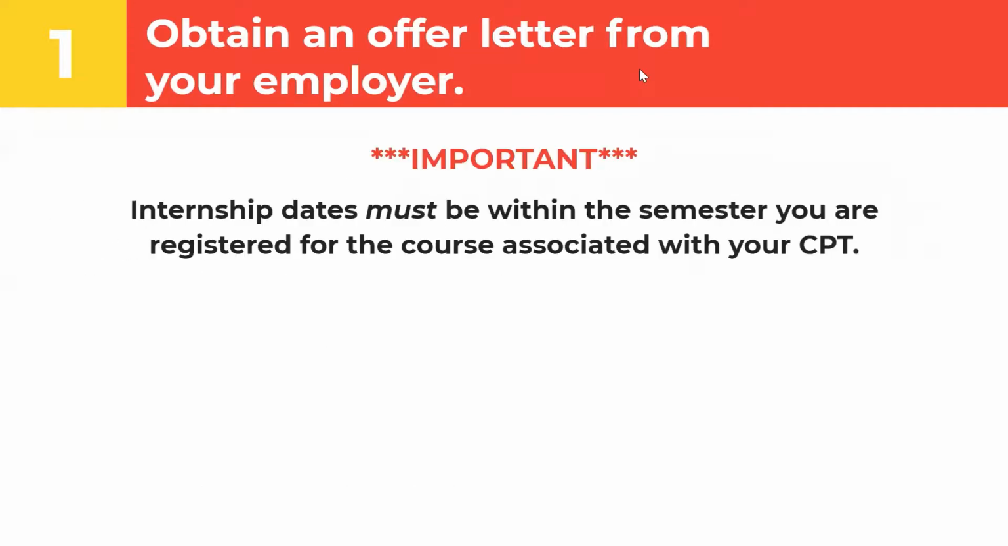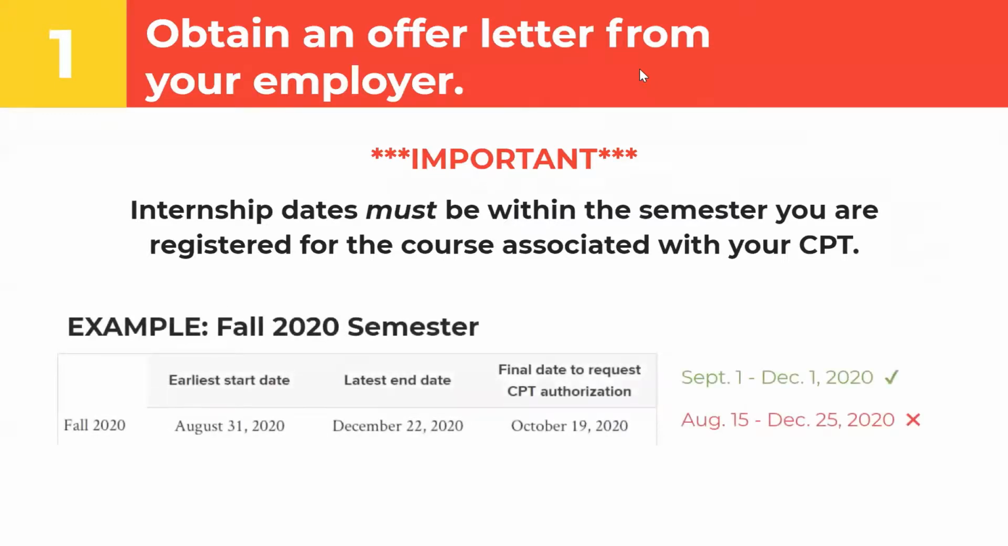And the one really important thing about the date range of your employment is that it has to be during the dates that are set up by ISSS per semester. So this is on the ISSS website, and it's from the fall 2020 semester, and it shows you the start, end, and final request for authorization dates.